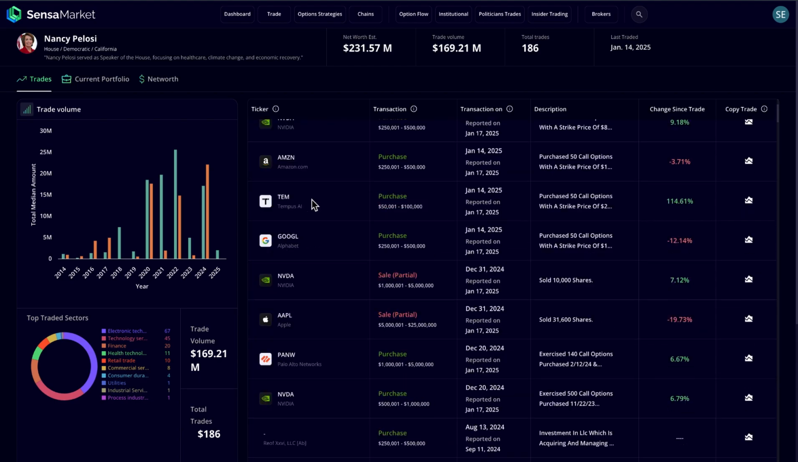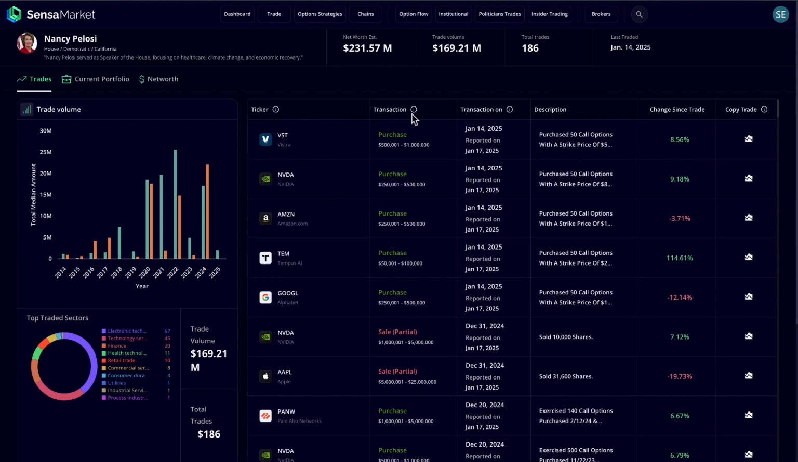The columns here are the stock or option, ticker, whether it was a purchase or sale, the date the trade was executed, and the date it was reported. A detailed summary of the transaction, for example, purchased 50 call options with a strike price of $150. And the change since trade, which shows the performance of the asset since the date of the politician's trade.